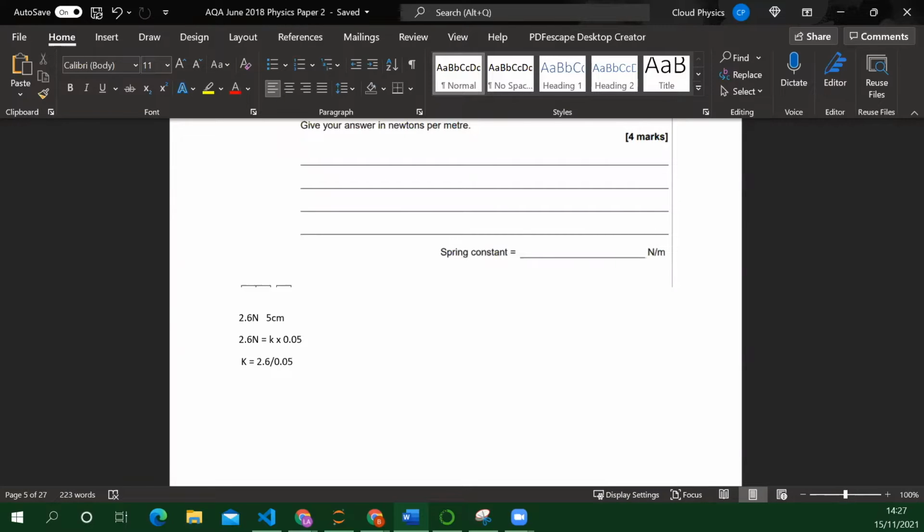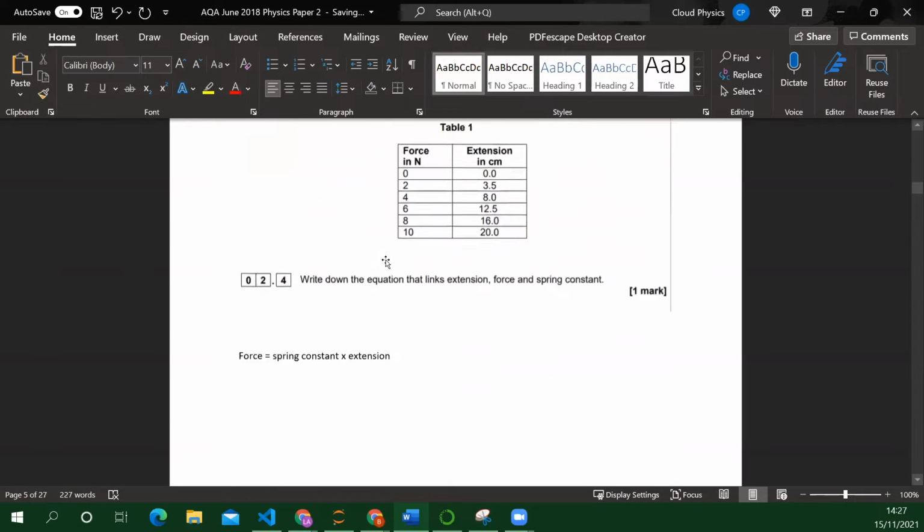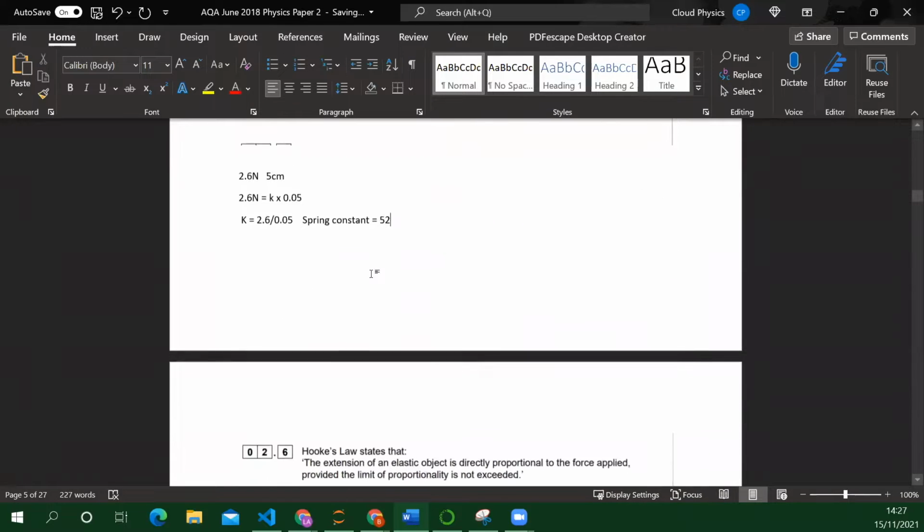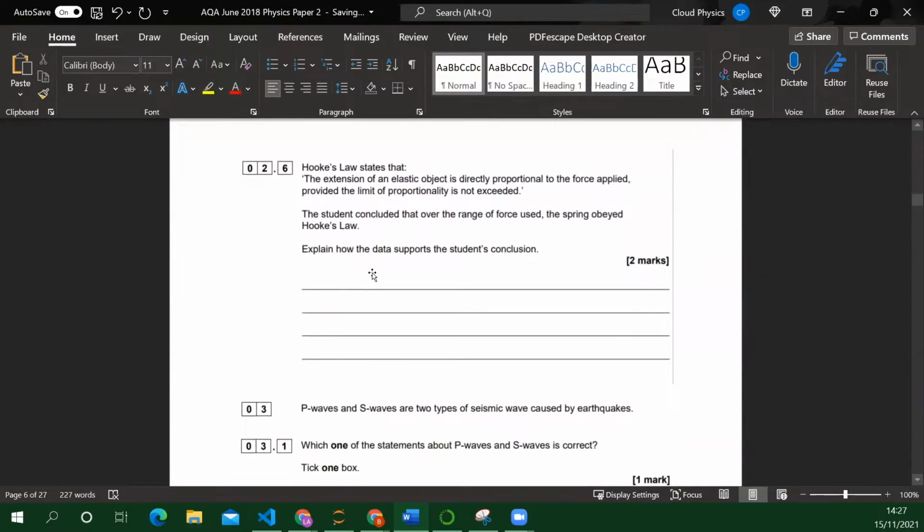So let's do that with the calculator. 2.6 divided by 0.05 gives 52. So we get 52 for the spring constant, and the units are newtons per meter, so you'd write that in there in your exam. It's from the graph, so it might vary a little bit according to how you plotted it, but it's pretty much close to 50, 52. Okay, that's that one.